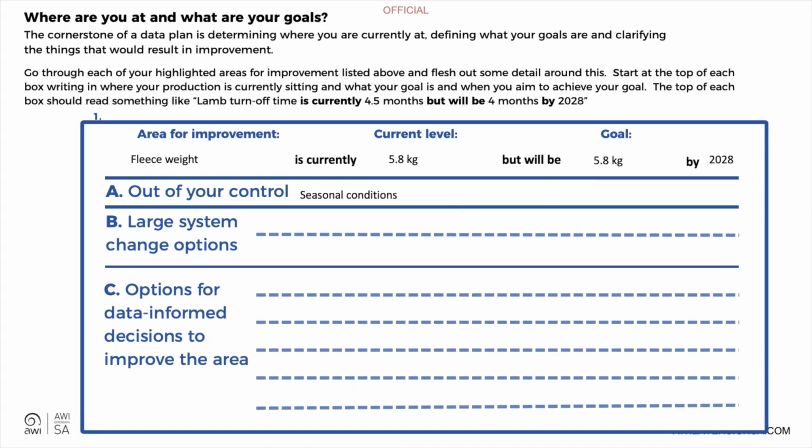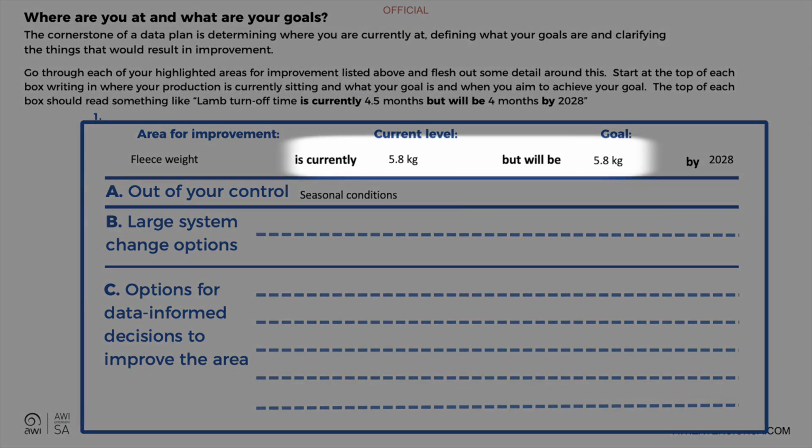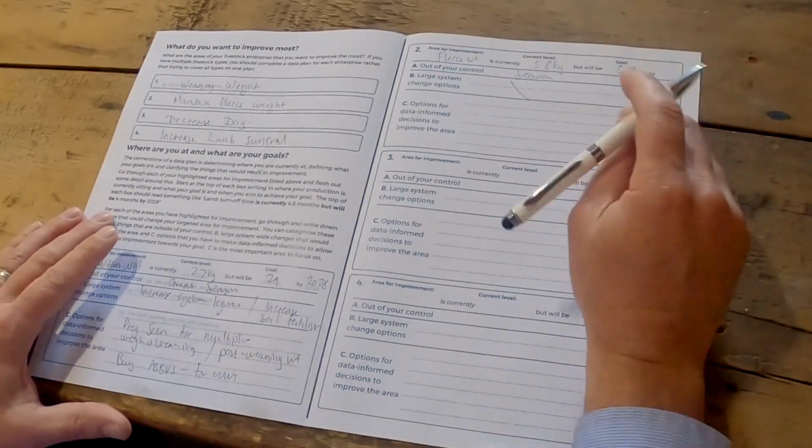is currently 5.8 kgs. We want it to be 5.8 kgs. Again, out of our control might be the season. So if it rains plenty, we get plenty of spring growth, we cut lots of wool. Again, that's not something that we can control. Large system-wide changes, a range of, I guess, of fertility, the same things we covered in weaning weight really, so we won't go into too much detail there. Sometimes that's not relevant.